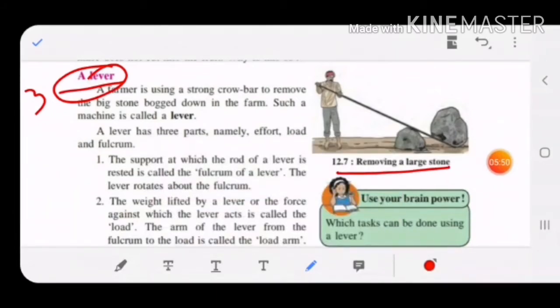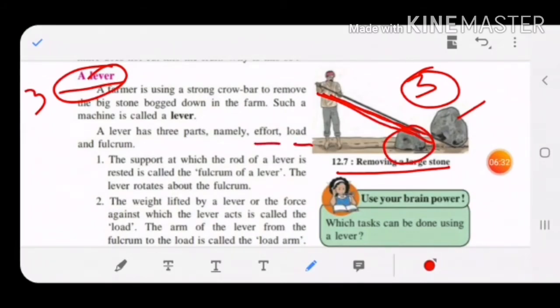This farmer is removing a large stone, and he has one crowbar to remove this. It is very difficult for him to remove it alone. Yes or no? However much weight he applies, it is very difficult for that farmer to remove that stone alone. So that is why he has used this crowbar, and he has used one more stone. Can you see down? Such a machine together. So the lever is not made up of only one part, children. It is made up of three parts. This together which the farmer has used: crowbar, big stone, this smaller stone, is called a lever.